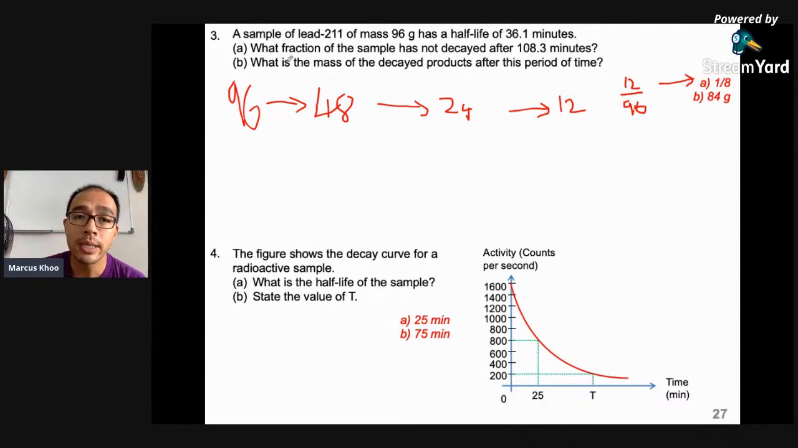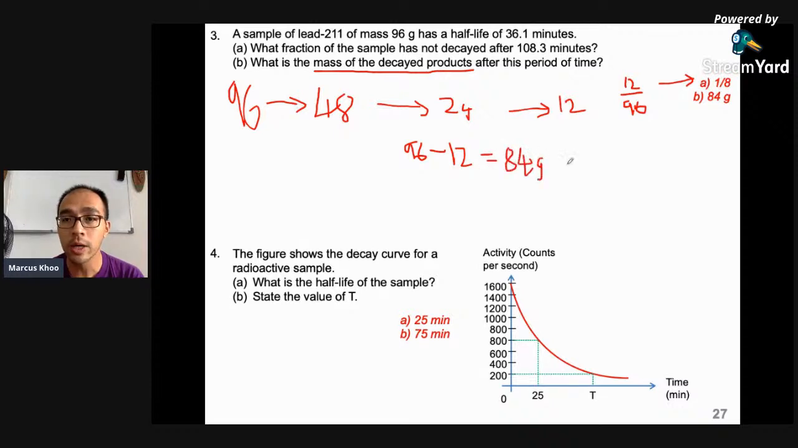Question B. What is the mass of the decayed products after this period of time? After 108.3 minutes, we find the mass of the decayed products, that which has already decayed. So it will be 96 minus 12, because the 12 has not decayed. This one is still intact. So what has decayed will be 96 minus 12, which gives you 84 grams, as written over here. So understanding the question is also a very important part of understanding how this calculation works.